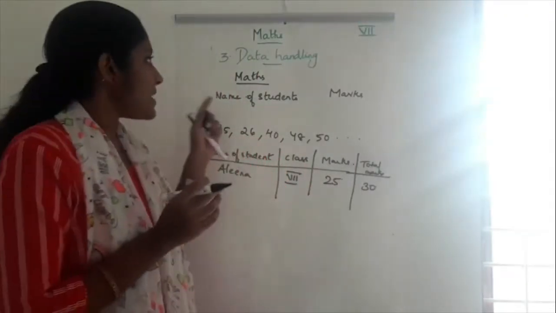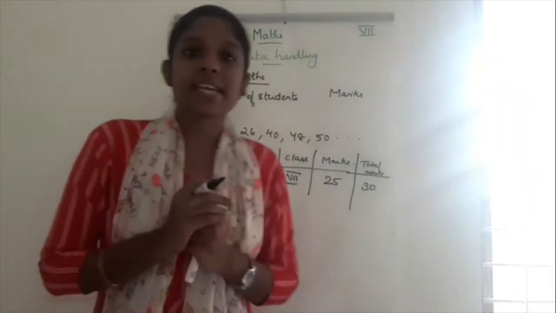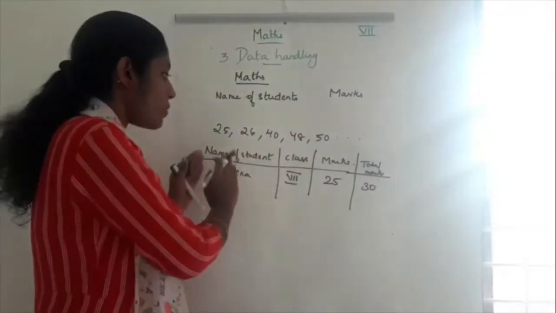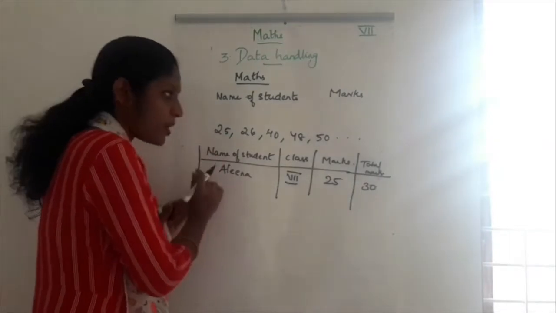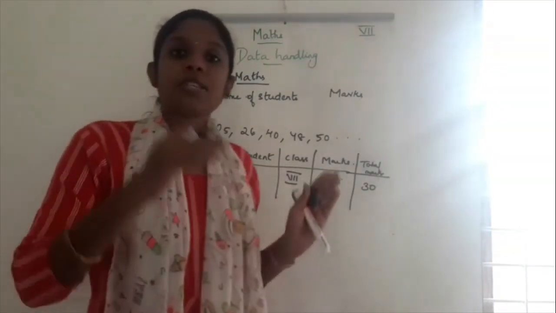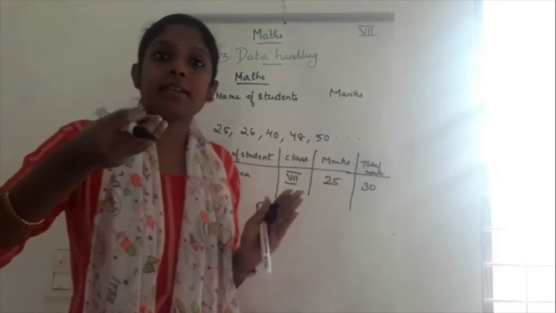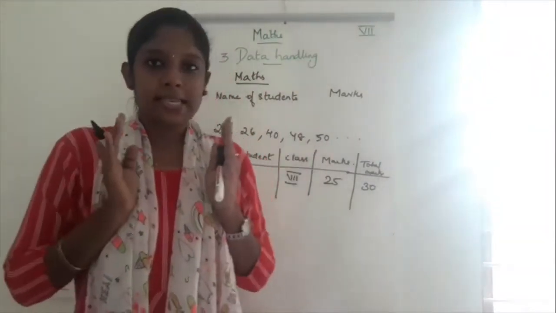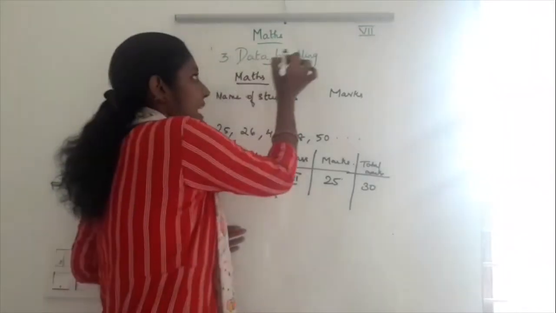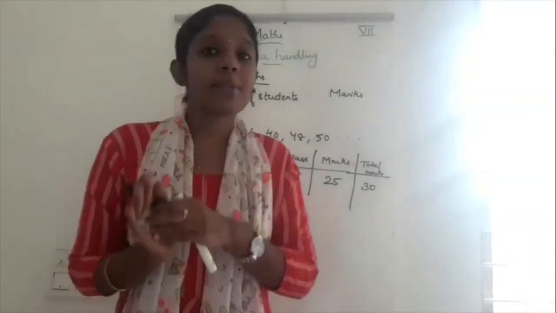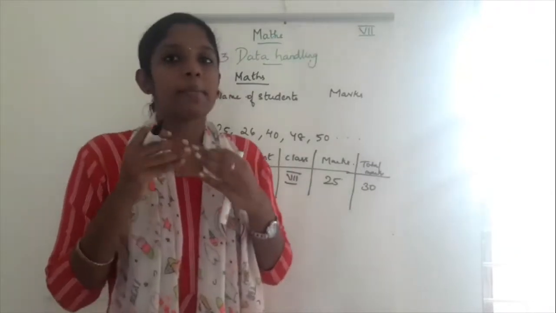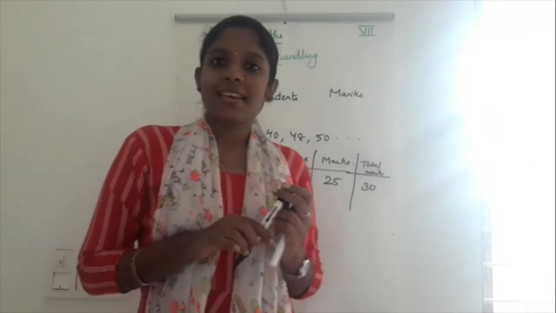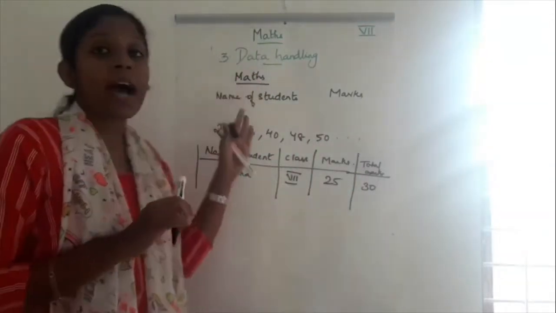Next is data handling. Data handling is how we process data, or how we write data in a proper way so that it will be easy for you. It can be read by the person who writes the data, and a second person who sees the data can also easily understand it. That is called data handling. We can handle the data in different ways by finding the mean, median, mode, etc., which we will be dealing with in this chapter. Now I hope you understood what data handling is.